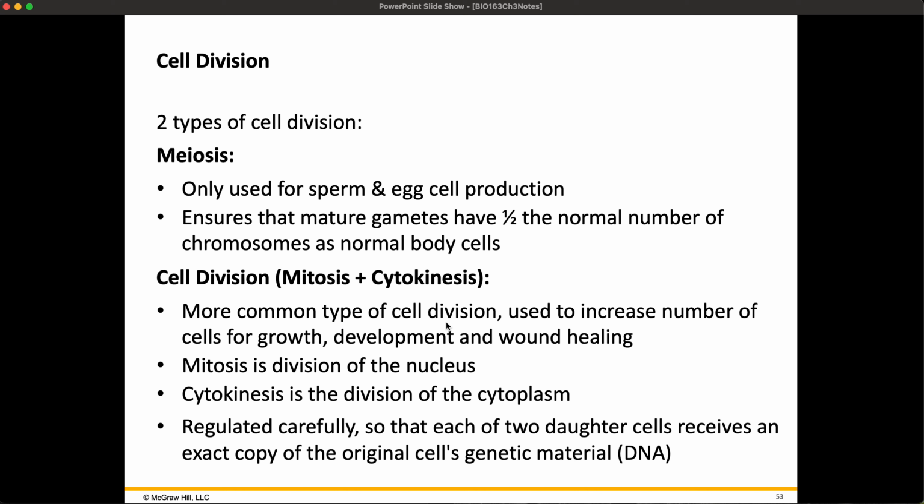With cell division, mitosis and cytokinesis, again, this is the more common type, used to increase the number of cells for growth, development, and healing. Mitosis is division of the nucleus, and cytokinesis is division of the cytoplasm. So they're regulated to happen at the same time or in concurrence with each other, so that you have an even division and you can have 2 healthy daughter cells produced. Those are going to have the exact copy of the original genetic material. When you go through meiosis, you get this mixture and blend of genetic material, but your daughter cells in mitosis should have the exact same copy as your parent cell.